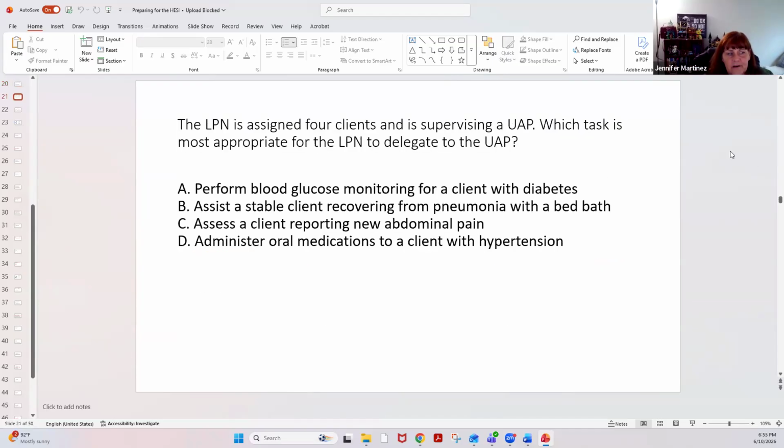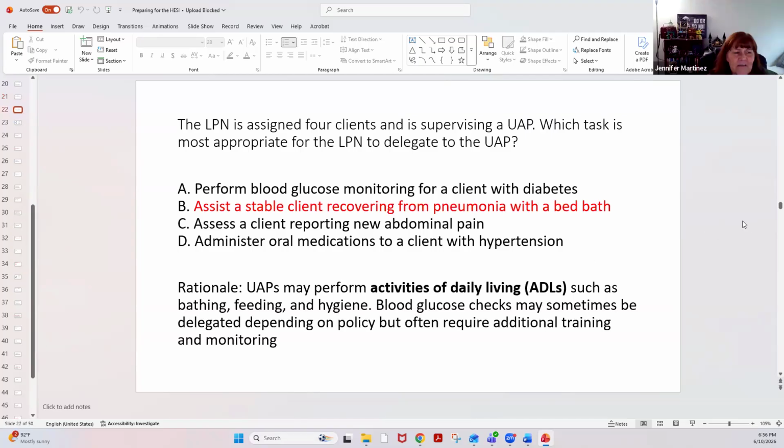Very good. All right. The LPN is assigned 4 clients and is supervising a UAP. Which task is most appropriate for the LPN to delegate to the UAP? Perform blood glucose monitoring for a client with diabetes, assist a stable client recovering from pneumonia with a bed bath, assess a client reporting new abdominal pain, or administer oral medications to a client with hypertension. So which one? B. B. Very good. Definitely can do, right? That bed bath.